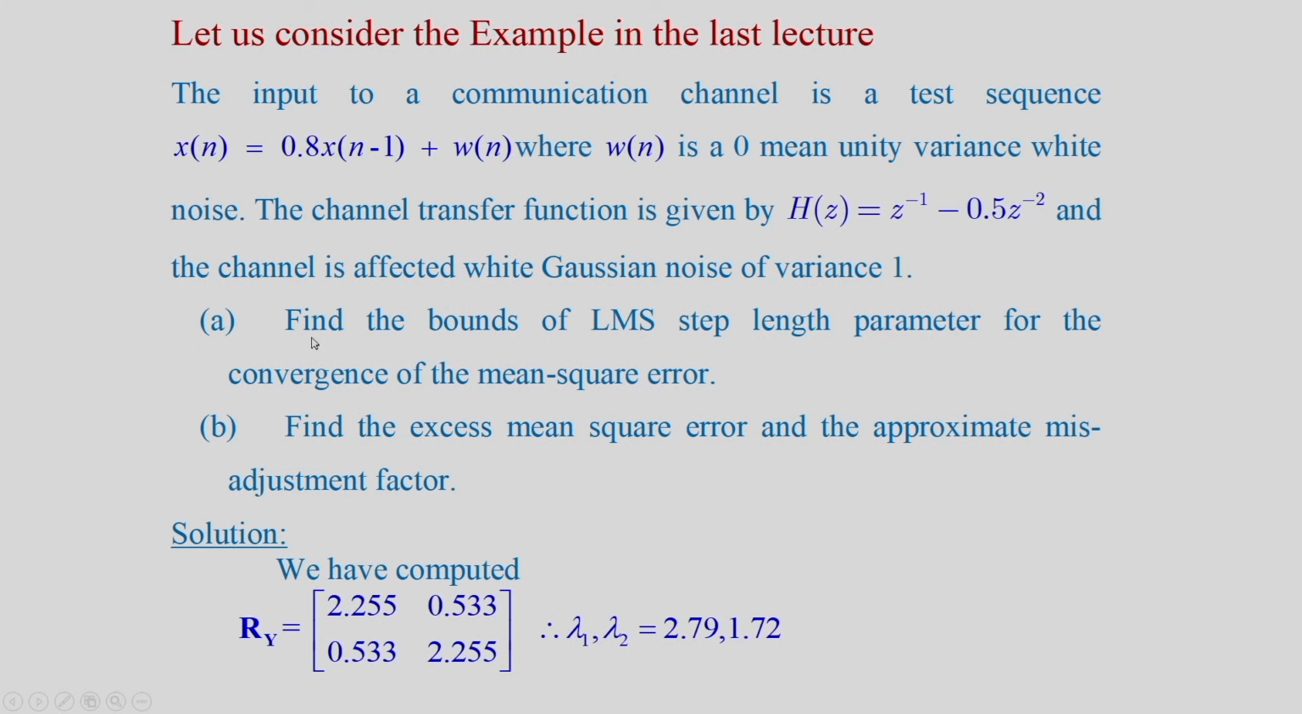Now, new questions are, in addition to last time's questions: find the bounds of the LMS step length parameter for the convergence of the mean square error, and find the excess mean square error and the approximate misadjustment factor. Here Ry we have already found out, that is equal to this matrix: diagonal is 2.255 and off diagonal is 0.533, 0.533. Therefore, its eigenvalues lambda 1 and lambda 2 are 2.79 and 1.72 respectively. This is the maximum eigenvalue.